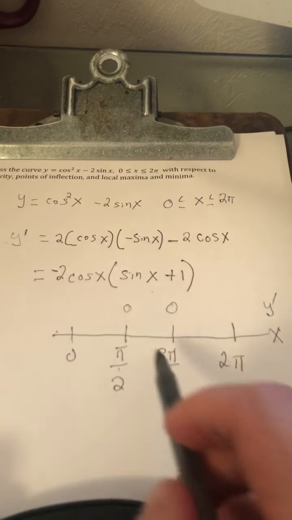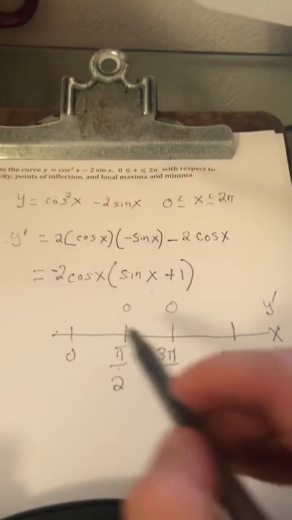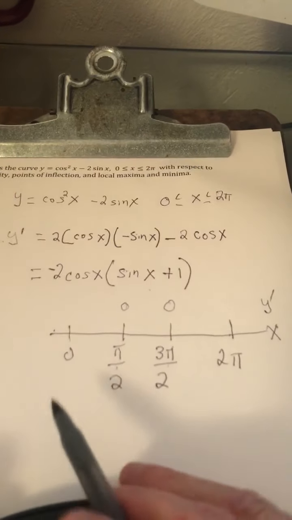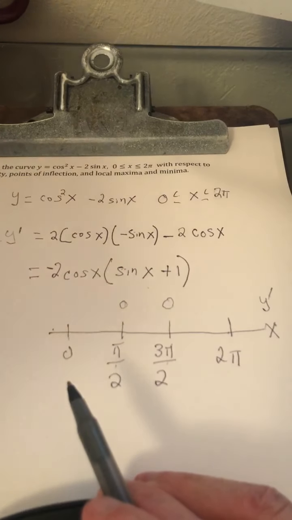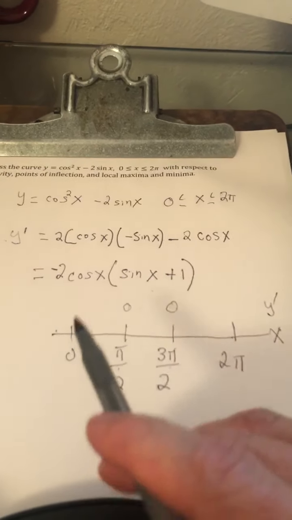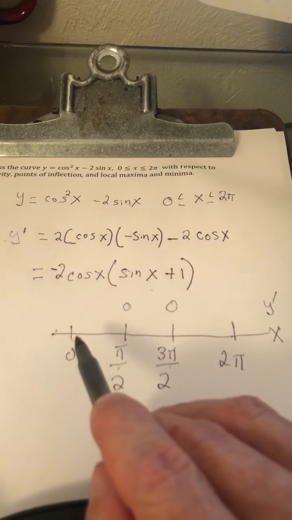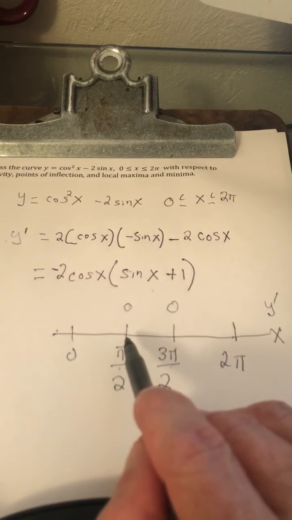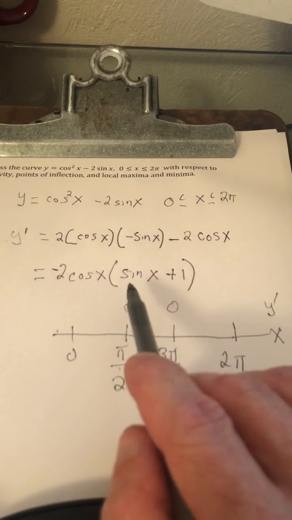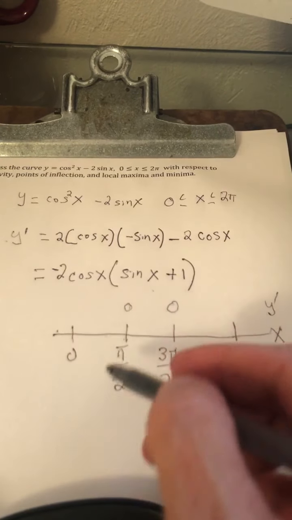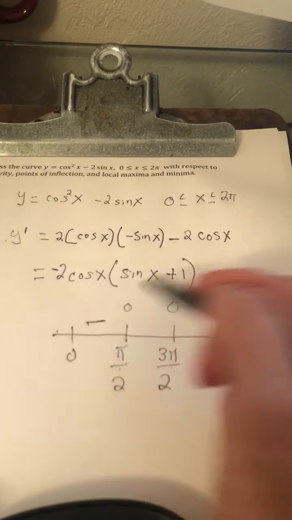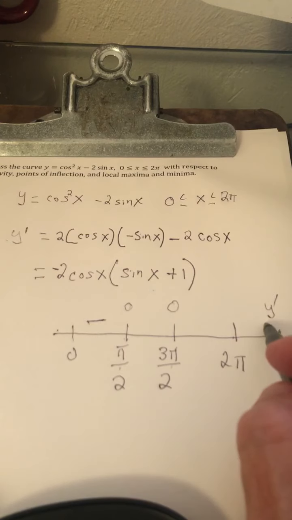So what we want to do is draw a sign chart. You're going to have to remember the unit circle. If x is between 0 and pi over 2, both sine and cosine are positive, but I have a negative 2 out here. So between 0 and pi over 2, the function is actually decreasing because the derivative is negative.